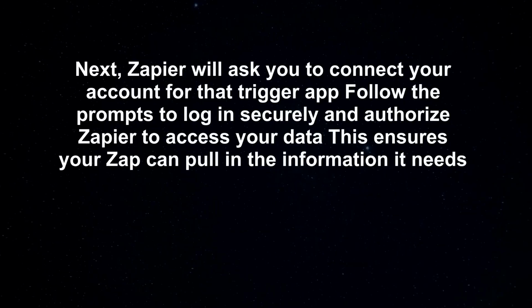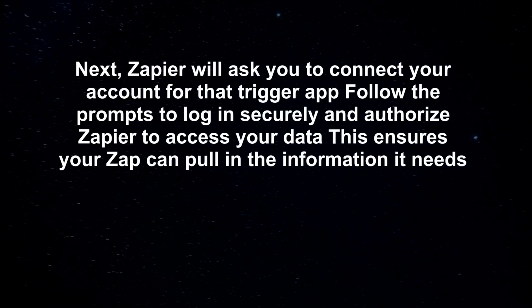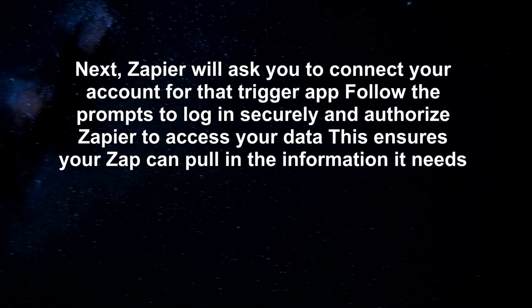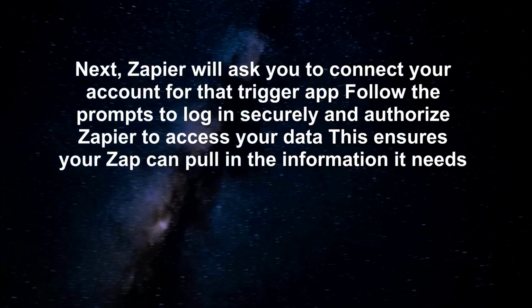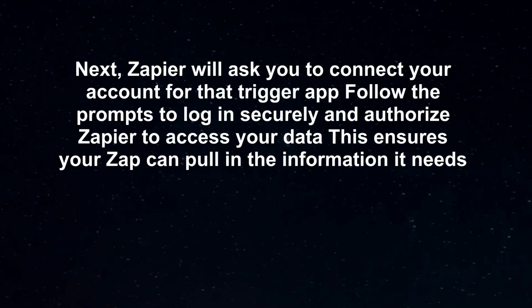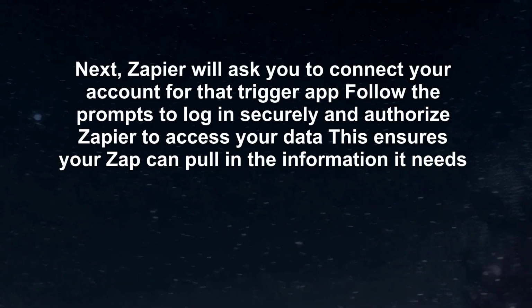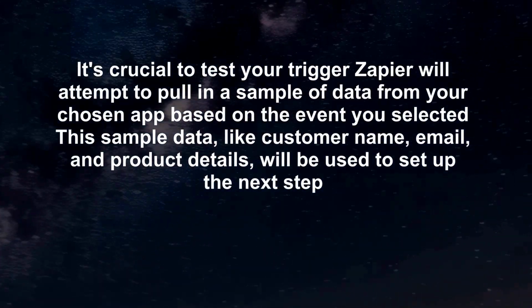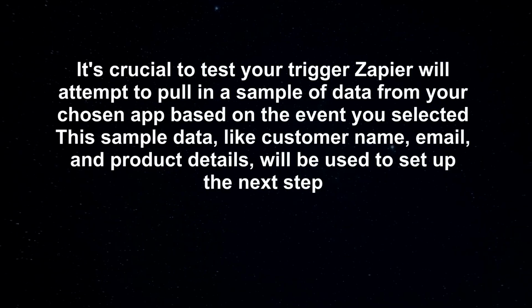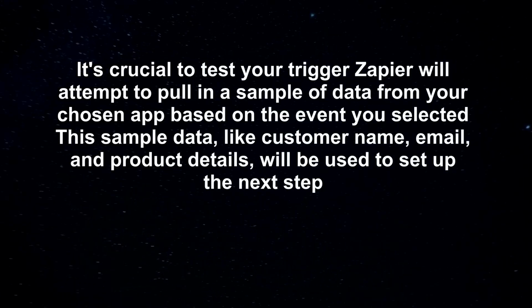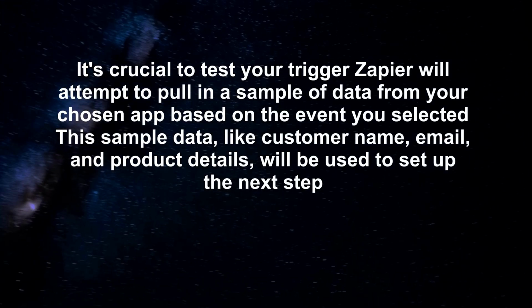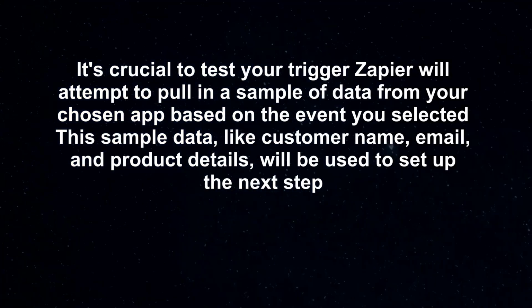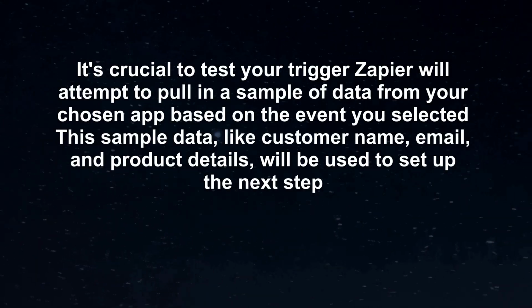Next, Zapier will ask you to connect your account for that trigger app. Follow the prompts to log in securely and authorize Zapier to access your data. This ensures your Zap can pull in the information it needs. It's crucial to test your trigger. Zapier will attempt to pull in a sample of data from your chosen app based on the event you selected. This sample data, like customer name, email, and product details, will be used to set up the next step.